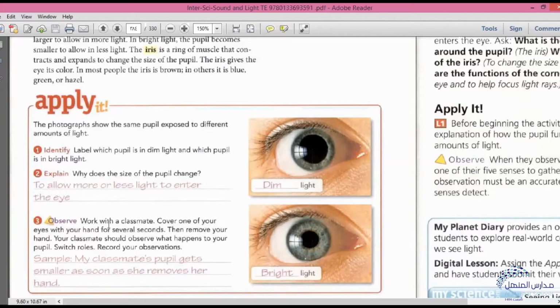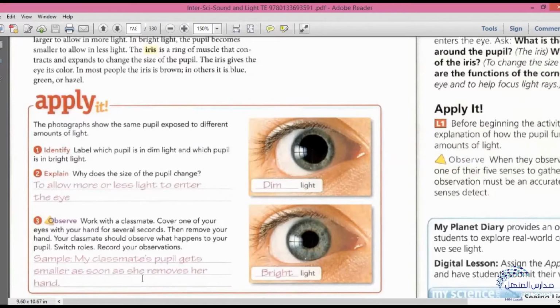Also, if you look at your friend's or classmate's eye in a mirror, the pupil gets smaller as soon as they remove their hand. Put your hand in front of your eye and ask your friend to remove his hand quickly. See the difference: the pupil was wide and then becomes small.